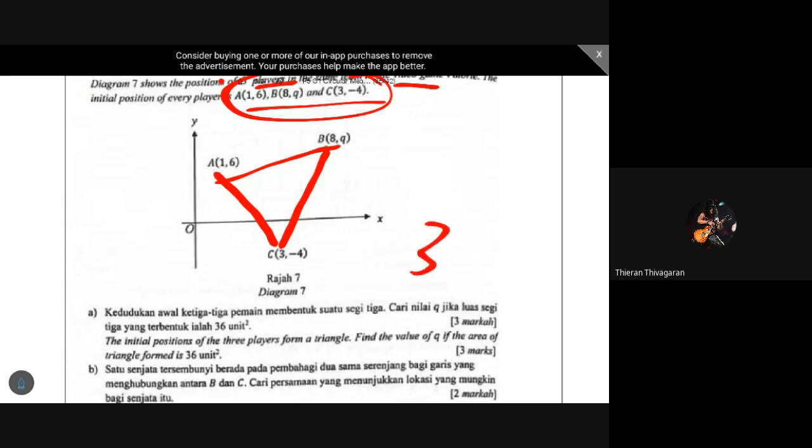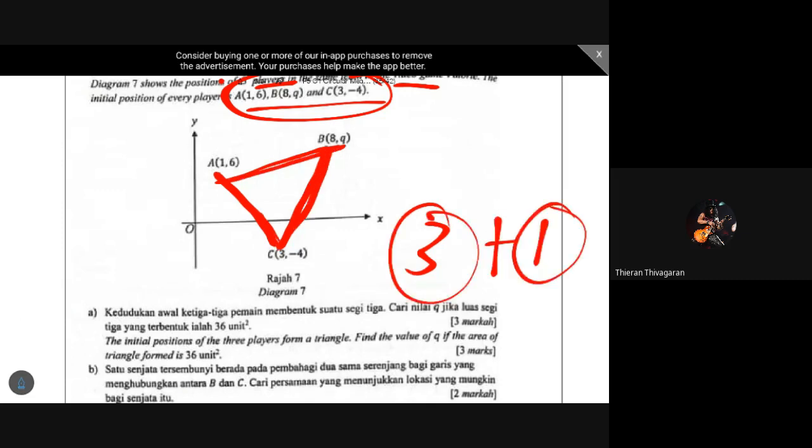But remember, kamu kena ulang satu balik. You have to repeat one more coordinate. Sebab kamu kena lengkapkan satu kitaran. You have to complete one cycle to form the triangle. Means you need 4 points, not 3 only. Okay, if you start with A, kalau kamu mula here, you have to end also here.